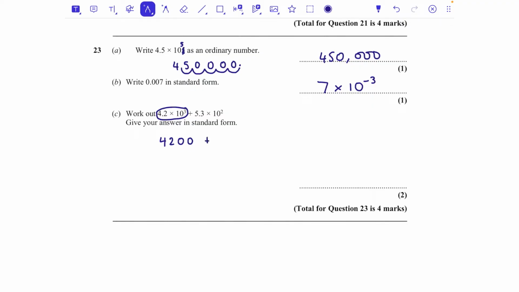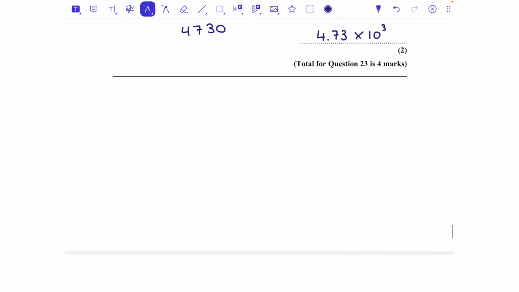And then I'm adding on 5.3 times 10 squared. If I times it by 10 once, I get 53. If I times it by 10 again, I get 530. Adding these together, I get 4,730. So that's going to be 4.73. Remember, it has to be between 1 and 10 when you have it in standard form, times 10 to the power of 3. That would get it back in standard form. But again, you can use your calculator for that one if you would like to.